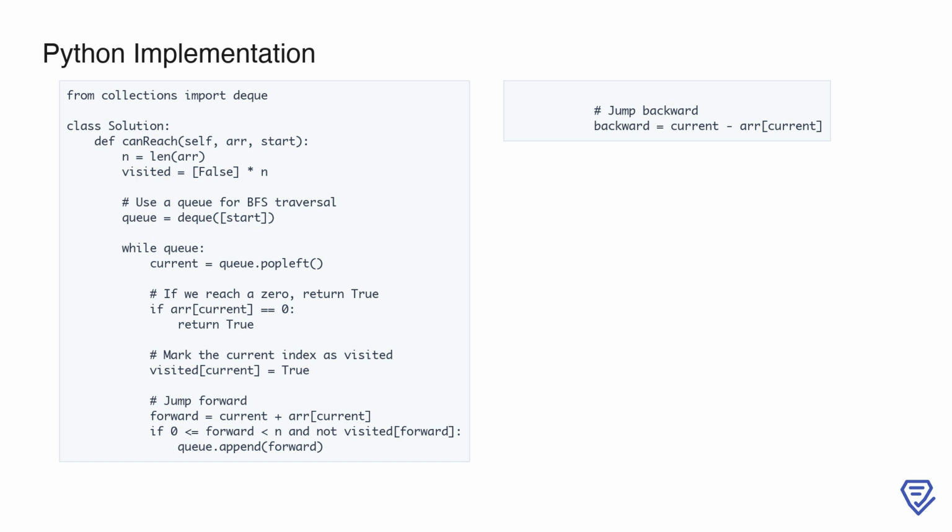Inside the while loop, we repeatedly dequeue an element, which represents the current index we're processing. If the value at this index is 0, we immediately return true because we've found a valid path to a 0. If not, we mark the current index as visited to ensure we don't revisit it. Then, we calculate the forward jump by adding the value at the current index to the index itself. If the resulting position is within bounds and hasn't been visited yet, we add it to the queue for future processing.